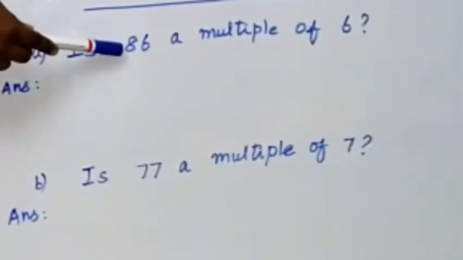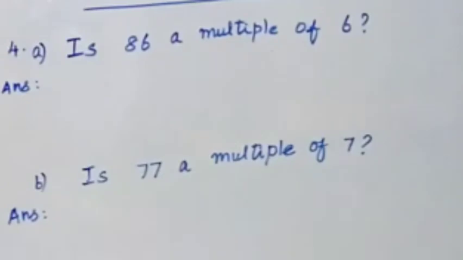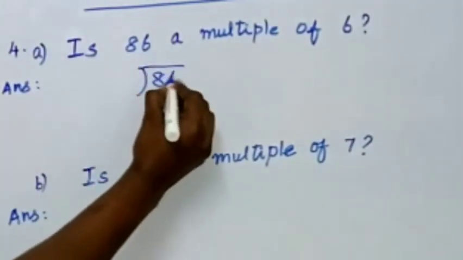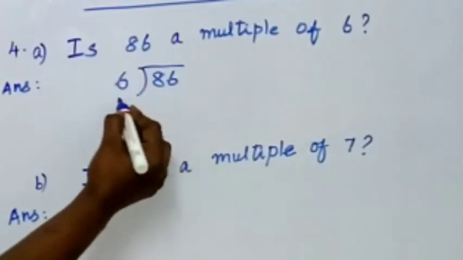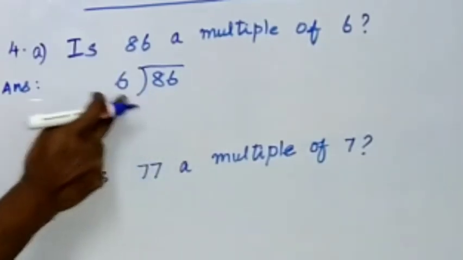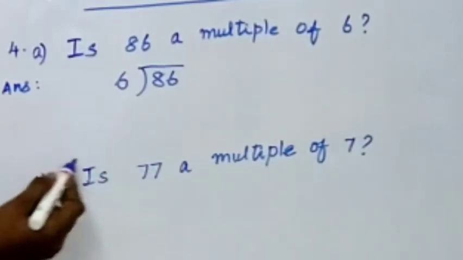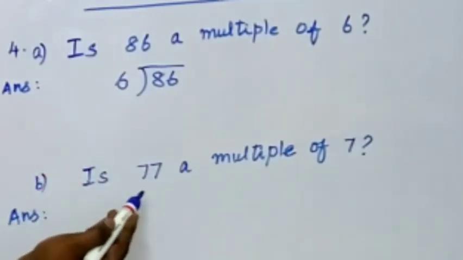You have to use the factorization method, that means the divisibility method. 86 divided by 6. You have to use the multiplication table of 6 to find the remainder. If you get remainder as 0, then 86 is a multiple of 6. Otherwise, it is not a multiple of 6.